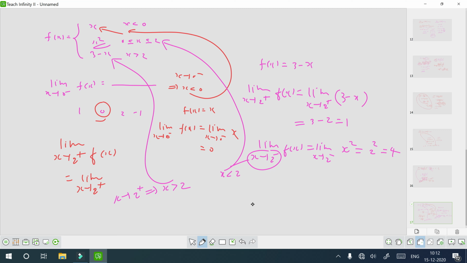Suppose they are asking to find the limit as x tends to 0 plus of f(x). X greater than 0 means 0 plus. For x greater than or equal to 0, f(x) is x square. So here also x square, and that is 0. That means whenever an inequality is given to us, at that time we have to take the left hand limit and right hand limit.